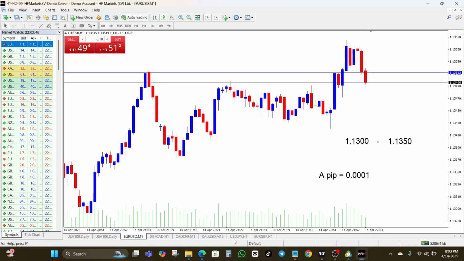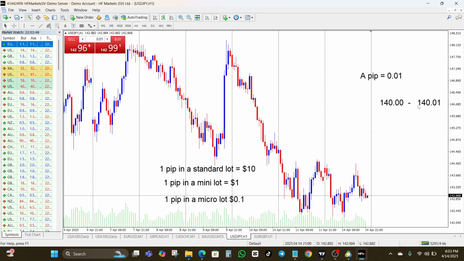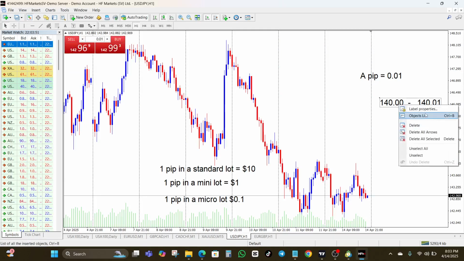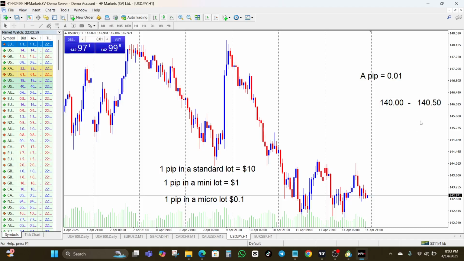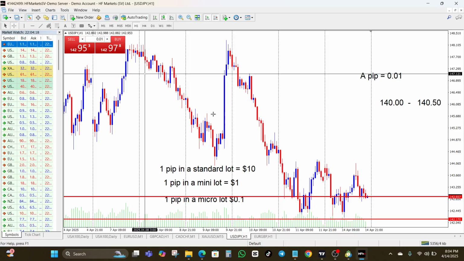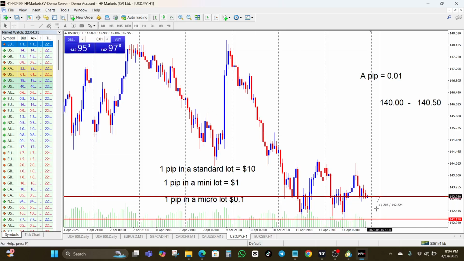Then for USD JPY, if price should move from 140.00 to 140.50, this is a 50 pip movement. These examples show how pips work in real time and help you see how these small movements can add up over multiple trades. So if you want to enter a trade, maybe you're entering a buy trade around here and you want to calculate your stop loss, you should know that the number of pips and the lot size you're using is going to determine how much you are risking.